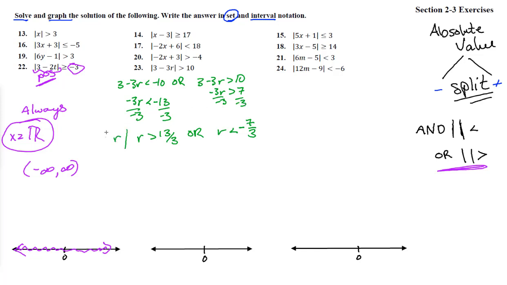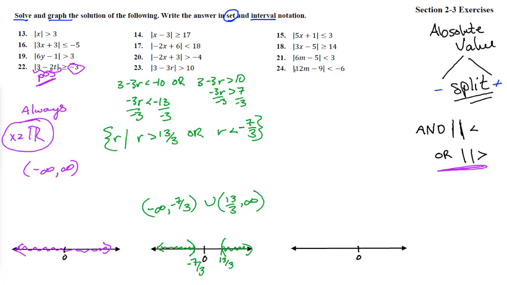So, set of all r such that that takes place. That's our set notation. Let's graph it down here. Here we have 13/3, and here we have negative 7/3. We are less than negative 7/3 going down that way with parentheses because we are not equal to those endpoints, and up that way. So the interval notation will look like this: negative infinity up to negative 7/3, union 13/3 up to infinity. Excellent. And number 24.